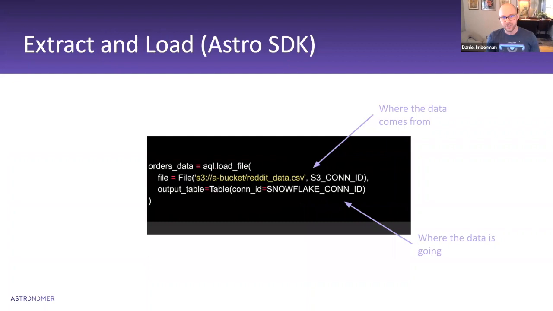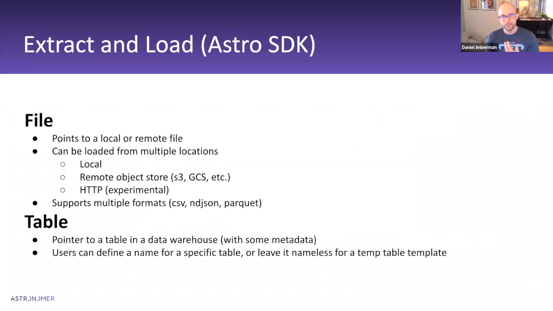So with the Astro SDK, we have the load file function, and the load file function is pretty straightforward. It's cool: give us the file you want to load from, and give us the table you want to load it to. Files and tables are first-class citizens in the Astro SDK. In this SDK, both of these are essentially pointers, but they're pointers with enough metadata for us to understand how to process this.